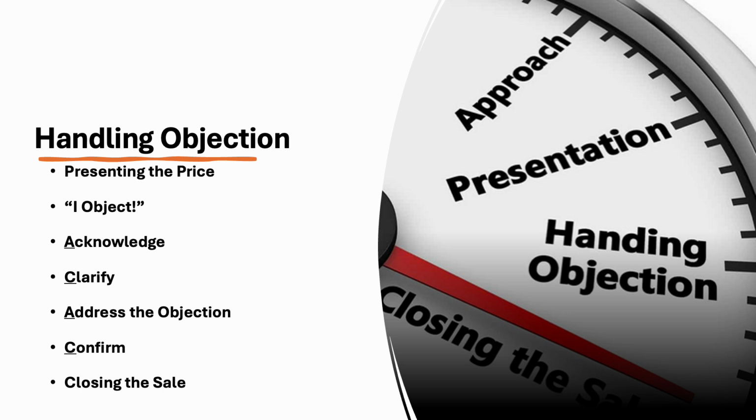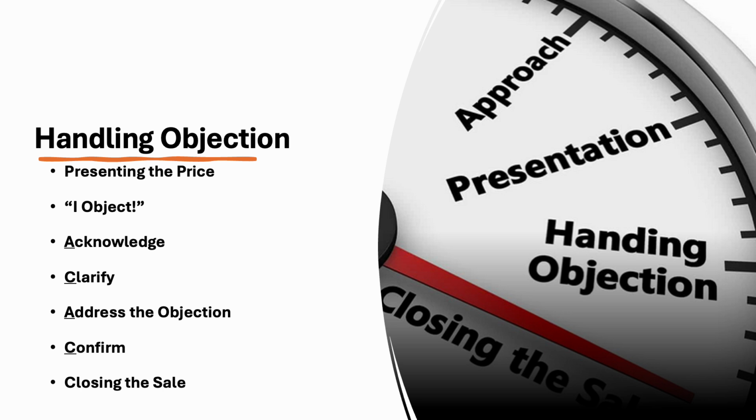So if the prospect does object to your price or the presentation that you're giving them, there are some things to do to deal with those objections. One of the first things you want to do is to acknowledge that there's an objection there. The next thing you want to do is to clarify anything that the customer may have a question about. The third thing you want to do is to address the objection. And then the fourth and final thing you want to do before closing the sale is to confirm the objection.